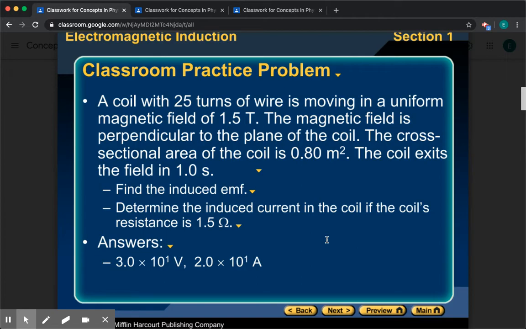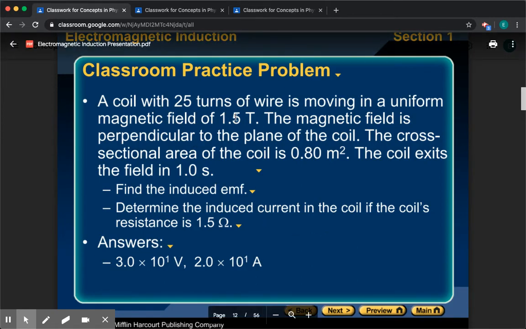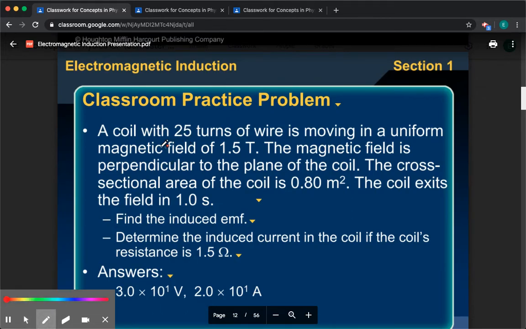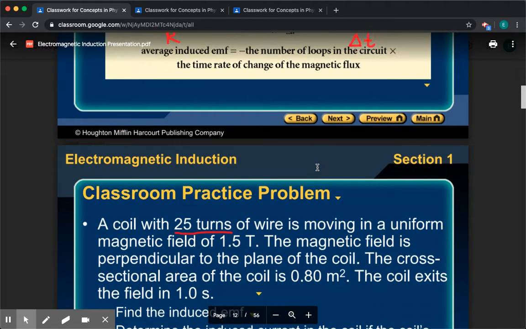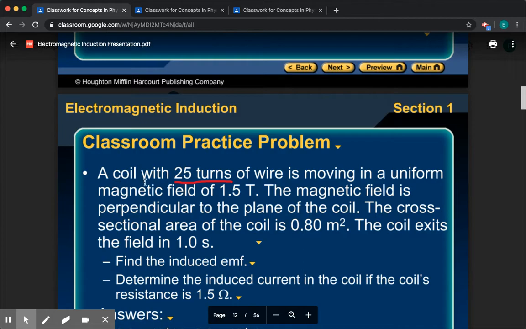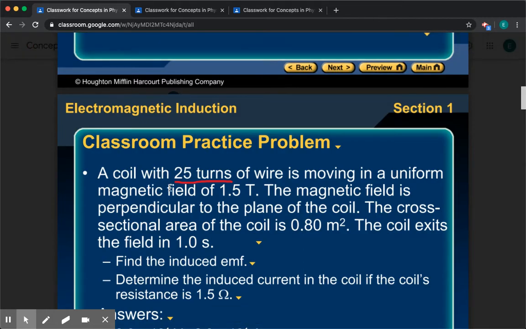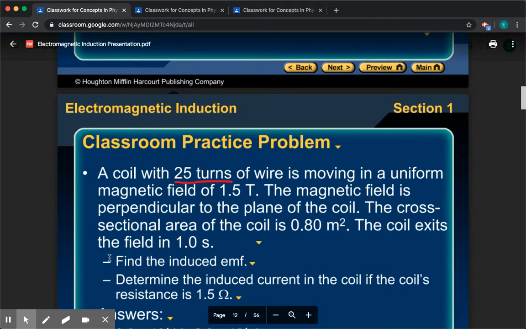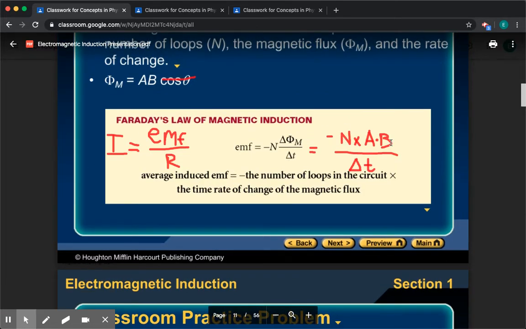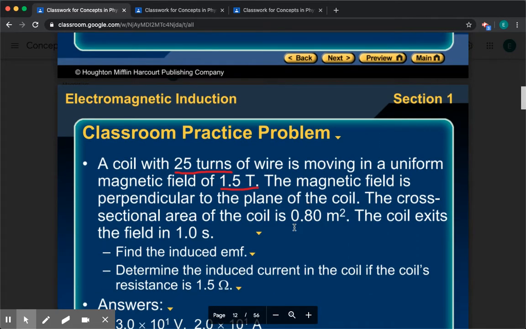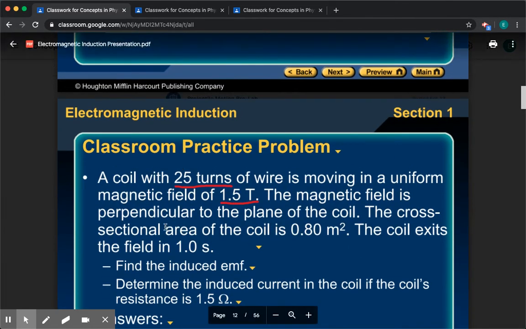So here we have a coil with 25 turns. When they say turns, they are referring to N. So they just gave us N. N is 25. A coil of wire with 25 turns is moving in a uniform magnetic field of 1.5 T. Remember the unit for magnetic field is Tesla. So they just gave us B. So now we have N and we have B. B is 1.5. The magnetic field is perpendicular.